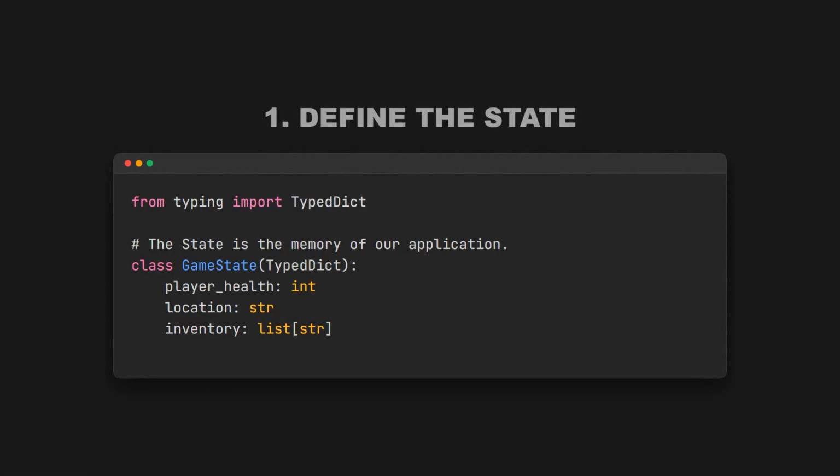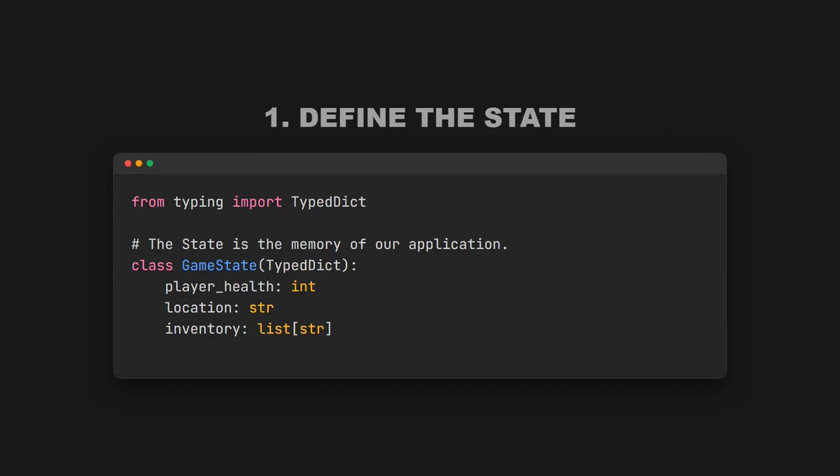Deep dive into concept 1, the state. In a normal Python script, variables are scattered. X is here, Y is there. In LangGraph, we centralize everything into a schema. This is a typed dictionary. It acts as the memory of our entire application. Here, we define a game state with health, location, and inventory.